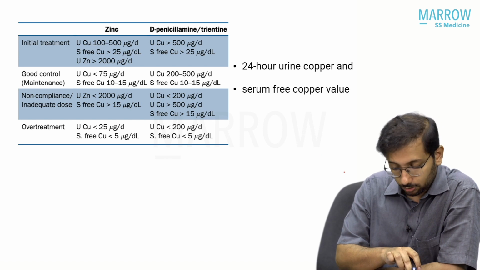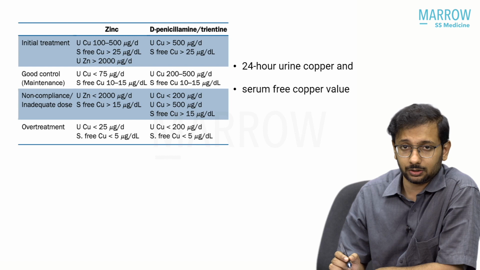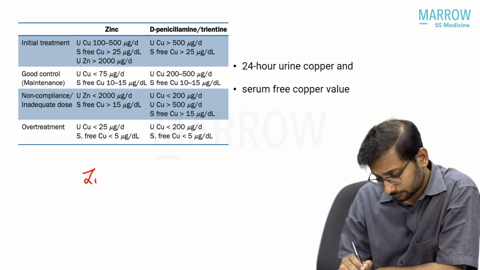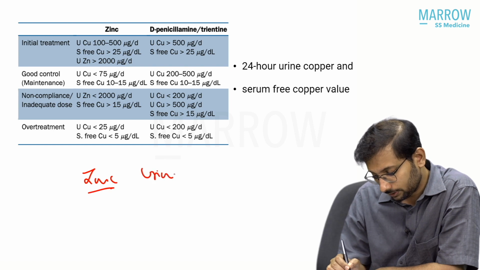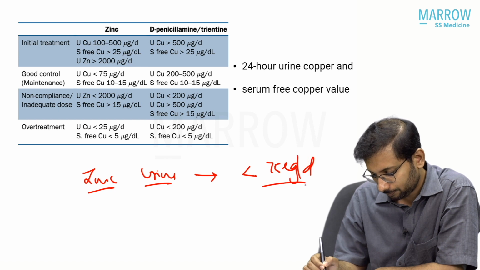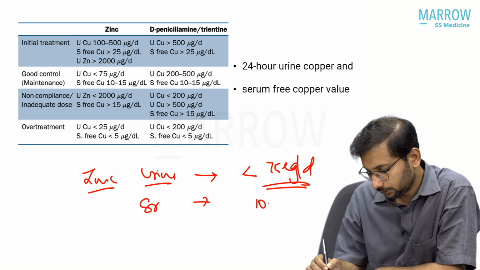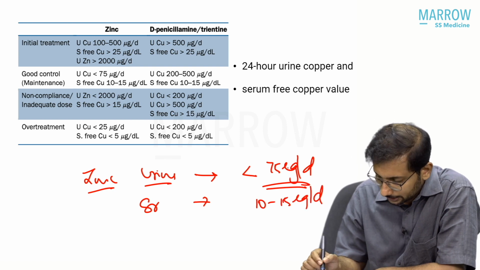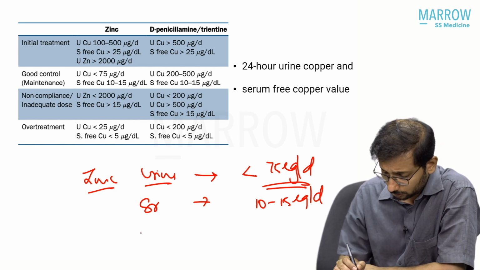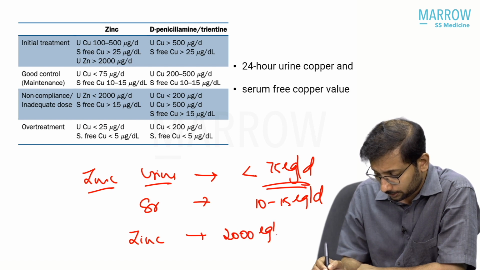After 3 months, when you monitor, what happens? If the patient has good control and is taking the medicines regularly, especially in the fasting state, you will notice that with zinc, urine copper would have decreased to less than 75 micrograms per day. And serum copper would also have decreased to 10 to 15 micrograms, which is basically a normal copper level for a normal person. Also, you can see the zinc level in the urine is more than 2000 micrograms per day.